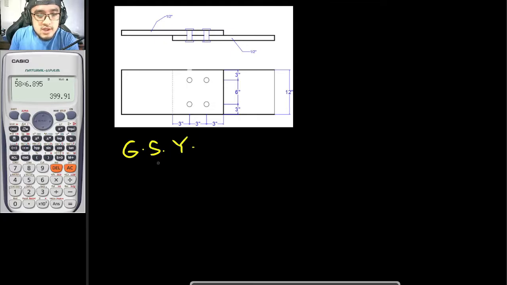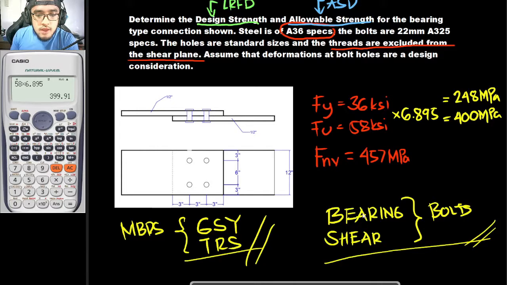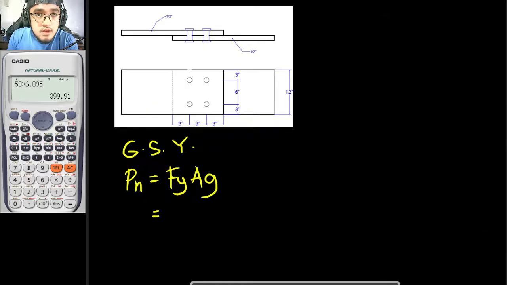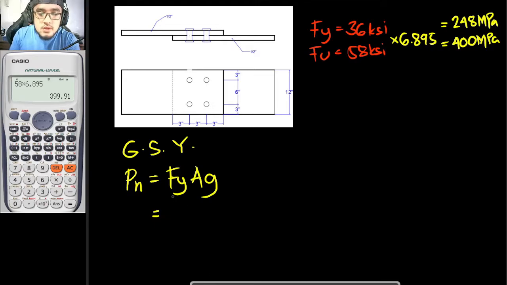And for your cross-sectional yielding, your PN is equal to Fy times Ag. So wala naman ang dispute dyan. You already know that. So for your Fy, it is stated in this slide right here. So it would be this one right here. So for our Fy, that is to be 248 megapascals times the cross-sectional area. So as you can see here, these are to be in terms of inches. So convert pala muna natin, no?